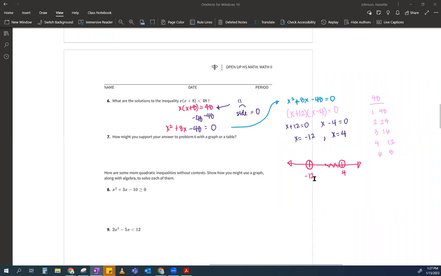Okay, so can you do me a favor? Can you plug in, say, -1 and see if it's a solution to this inequality?